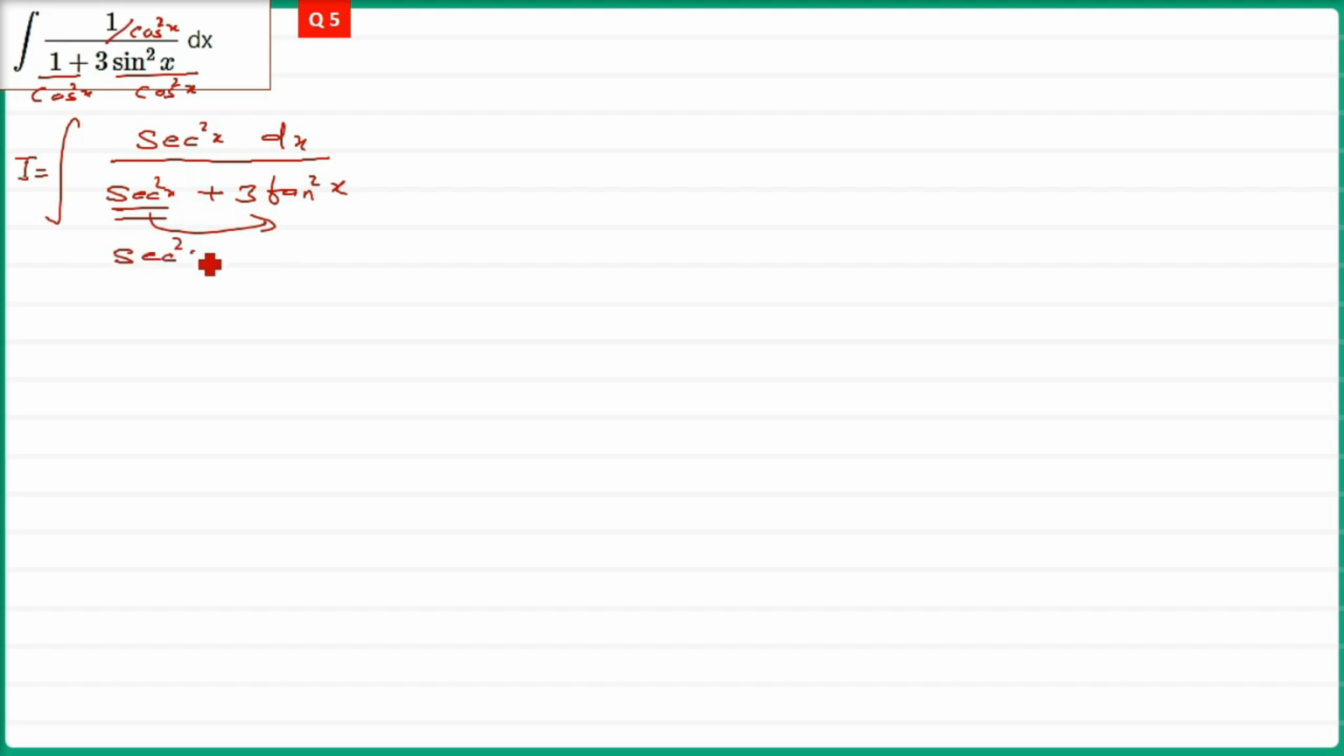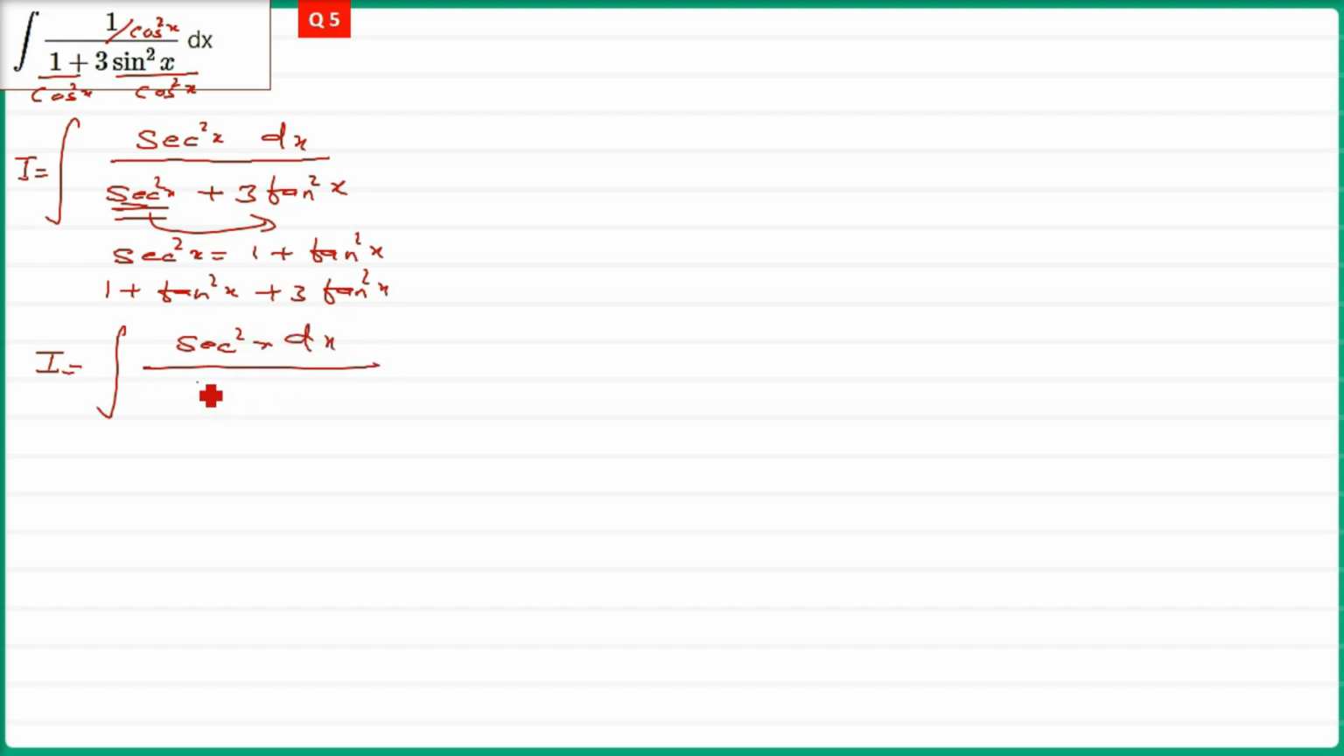We will convert it, because there is a relationship between sec and tan, which is sec square x equals 1 plus tan square x. This is what we are going to use in the denominator. So 1 plus tan square x in place of sec square x, added with 3 tan square x. So we have the integration of sec square x dx, let it be like this, because we haven't substituted anything yet. So 1 plus tan square x plus 3 tan square x is 1 plus 4 tan square x.